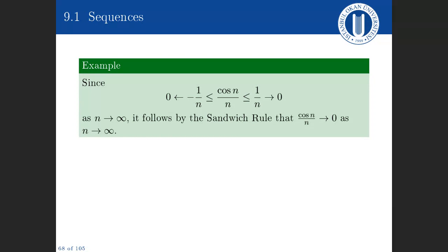Let's think about cos n divided by n. This is always between minus 1 over n and 1 over n. 1 over n tends to 0, minus 1 over n tends to 0. So by the sandwich theorem, cos n divided by n tends to 0, as n tends to infinity.